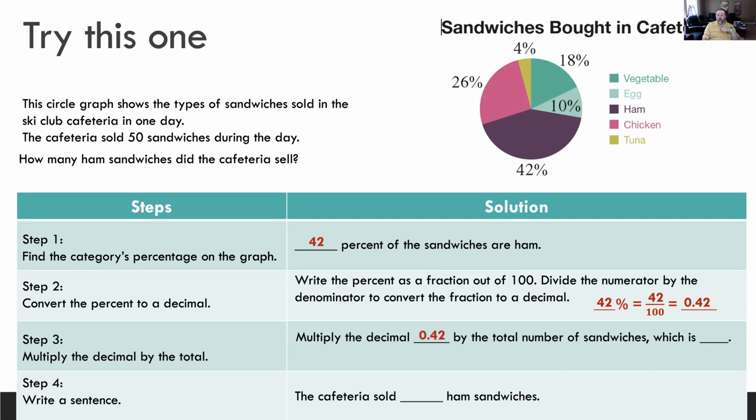So multiply 0.42 by the total number of sandwiches, which it says up at the top is 50. So 0.42 times 50 is 21. Write as a sentence: the cafeteria sold 21 ham sandwiches. Once again, you can see that this isn't the most complicated or difficult math to do. Hopefully this is making sense to you and you're following along.